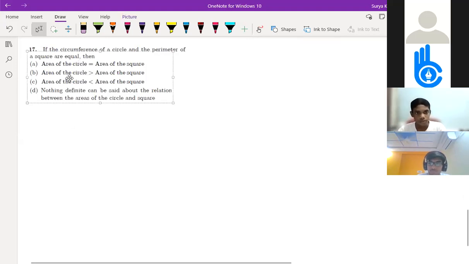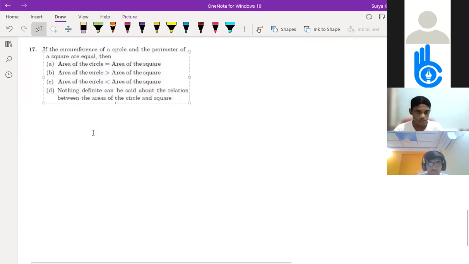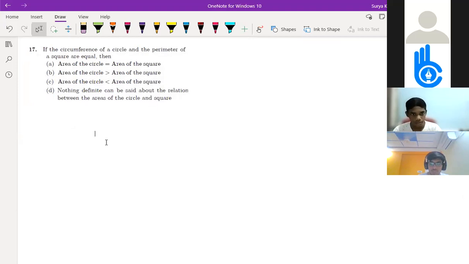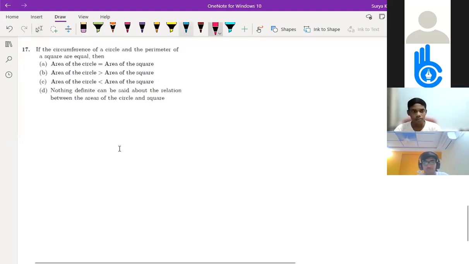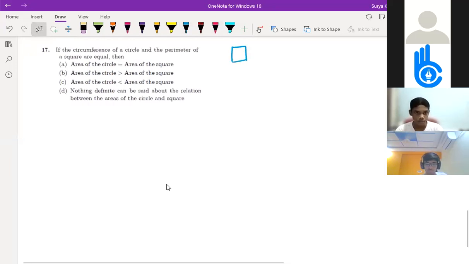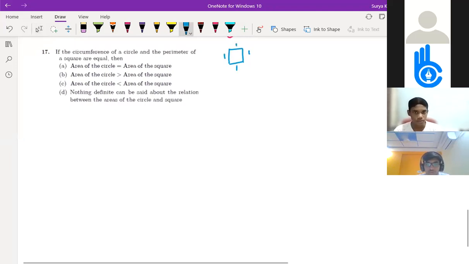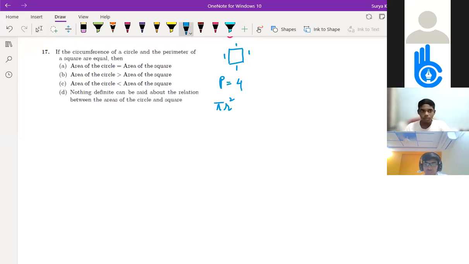Okay. So here, if the circumference of the circle and the perimeter of a square are equal, both are equal, then compare the area of the circle with the area of the square. Suppose we take a square with perimeter 4. The perimeter of the square is the same as the circumference of the circle, so 2 pi r is equal to 4, correct? So pi r is equal to 2, correct?